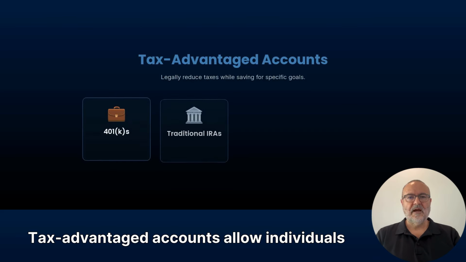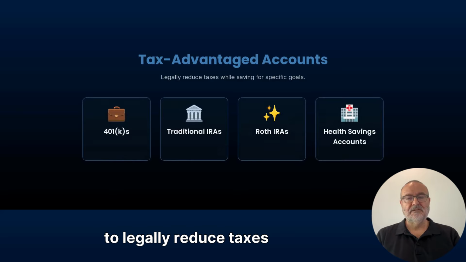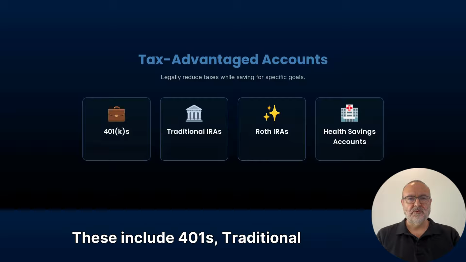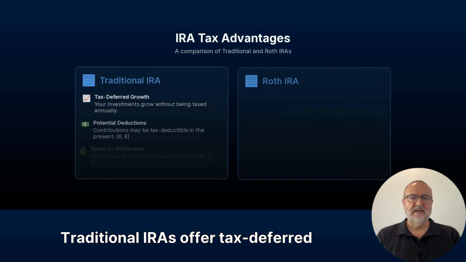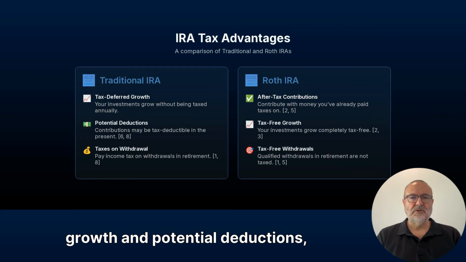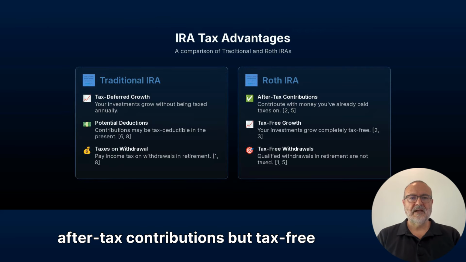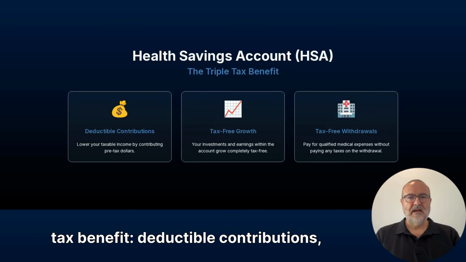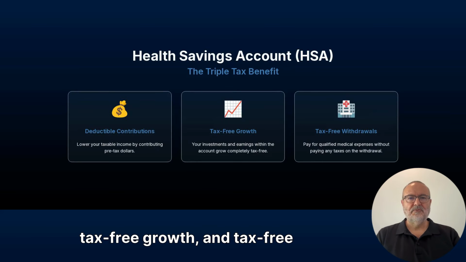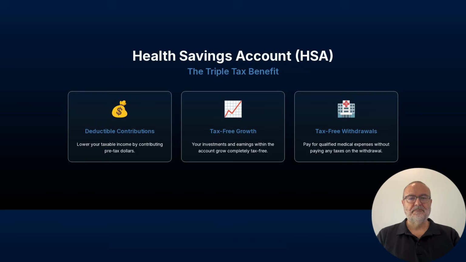Tax-advantaged accounts allow individuals to legally reduce taxes while saving for specific goals. These include 401(k)s, traditional IRAs, Roth IRAs, and health savings accounts. Traditional IRAs offer tax-deferred growth and potential deductions, while Roth IRAs feature after-tax contributions but tax-free growth and withdrawals. HSAs provide a triple tax benefit: deductible contributions, tax-free growth, and tax-free withdrawals for medical expenses.